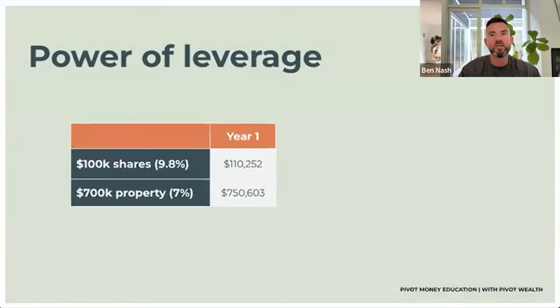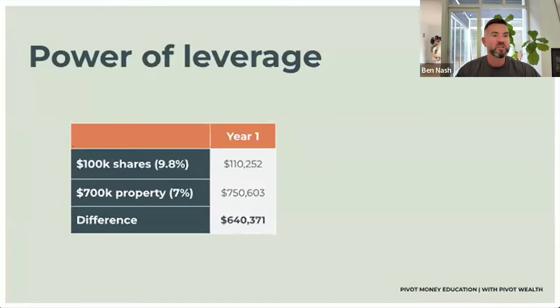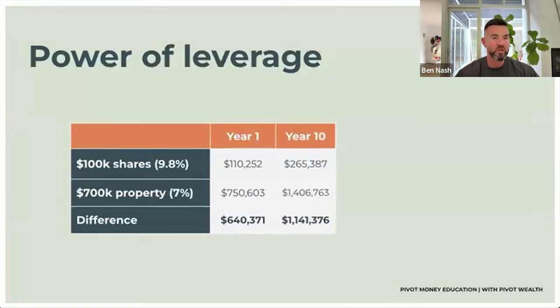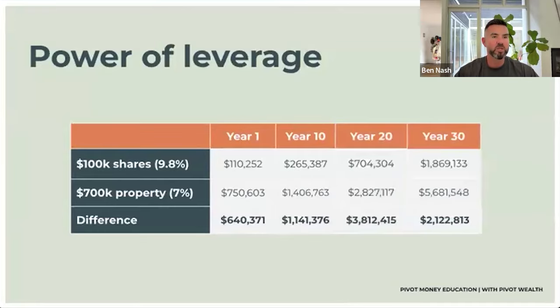Basically what this says is that if you went down the shares path, after 1 year, you'd have about $110,000. If you went down the property path, your property would be worth about $750,000. The difference between those numbers is $640,000. You've probably got a bit of debt there though, so we need to keep this in mind. This is obviously a super simple example. In the next 10 years, though, you see that the shares would grow to about $265,000, then the property grows to about $1.4 million. So the difference cranks up to about $1.1 million. And you keep that going 20 years and 30 years. The difference between shares and property is really increasing.